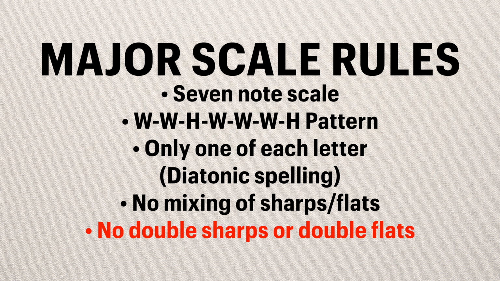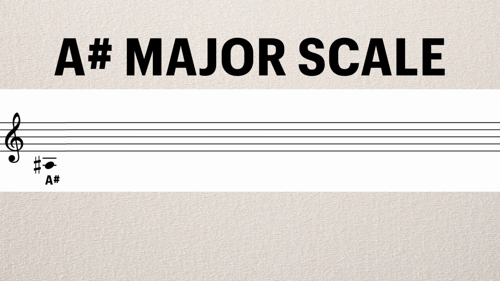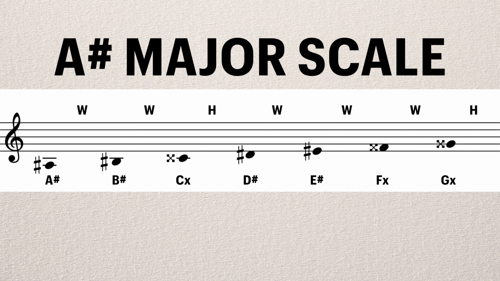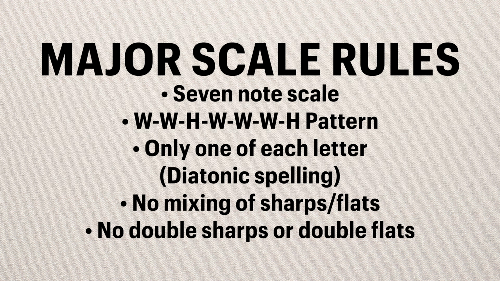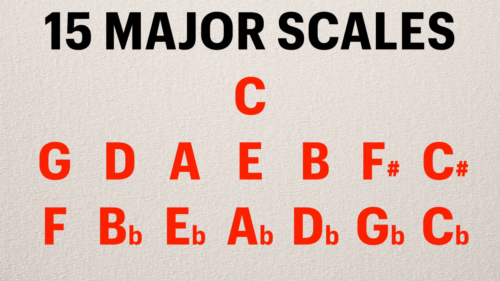For instance, if you tried to spell out the hypothetical scale A sharp major, and you applied the whole step, half step pattern, and you only had one of each letter, it would produce a scale with 3 double sharped notes. A scale like that would be very hard to read for musicians, hence why it is one of the many banished major scales. Anyways, because of these rules, this whittles down the possible amount of major scales to 15.